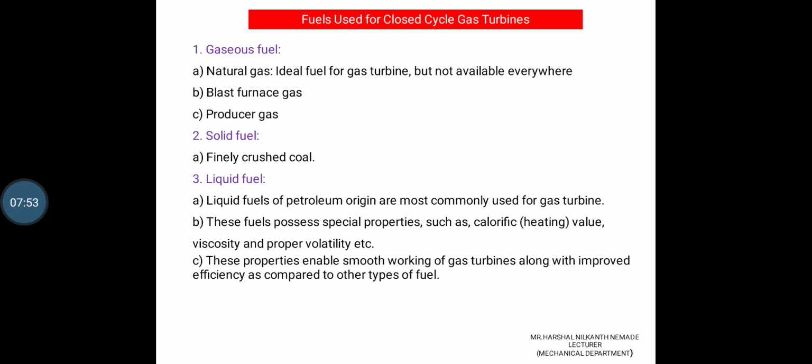Fuels used for the closed cycle gas turbine: gaseous fuel, solid fuel, and liquid fuel. Gaseous fuels are natural gas, blast furnace gas, and producer gas. In solid fuel, finely crushed coal. Liquid fuels of petroleum origin are most commonly used for the gas turbine. This fuel possesses special properties such as calorific heating value, viscosity, and volatility. These properties enable smooth working of the gas turbine along with improved efficiency compared to other types of fuel.